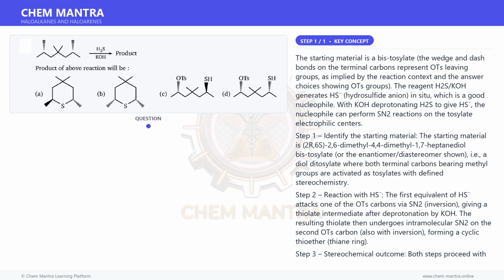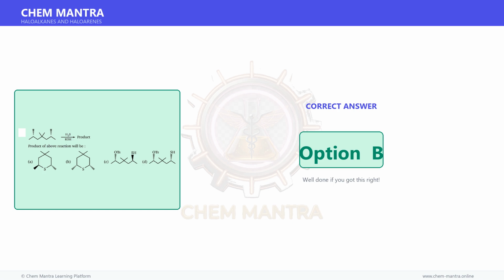D differs from C only in the configuration at the SH carbon, but both are incomplete reaction products. The thermodynamically and kinetically favored product under these conditions is the cyclic thioether via double SN2. Therefore, the correct answer is option B.